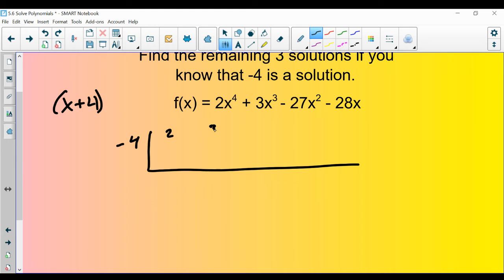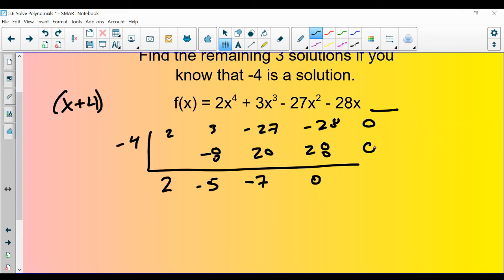2 is going to go here, and then 3, and then -27, and then -28. Remember, anytime you're missing a term, you do have to put 0 in as a placeholder. We're missing the constant term, the one that doesn't have an x. So I'm going to go ahead and do synthetic division: -8, -5, 20, -7, 28, 0, 0, 0. So if -4 wasn't a solution, we wouldn't have gotten 0 out. But because -4 is a solution, we get 0 out at the end.